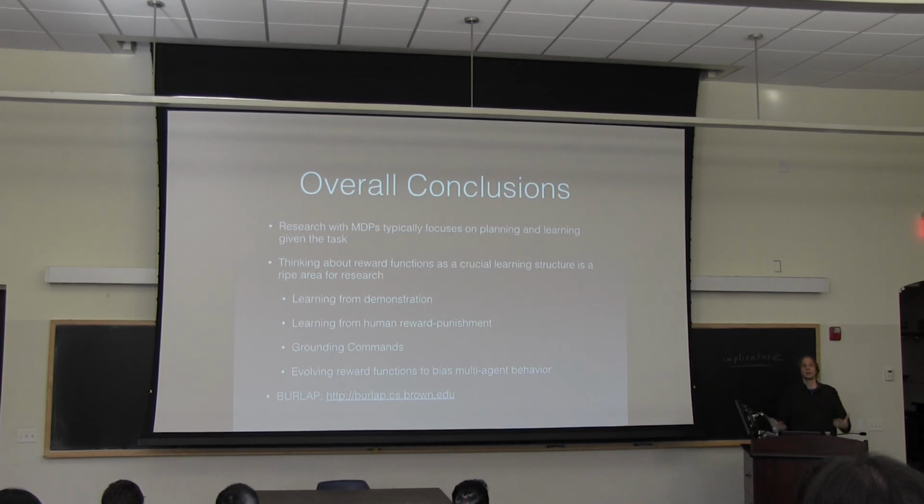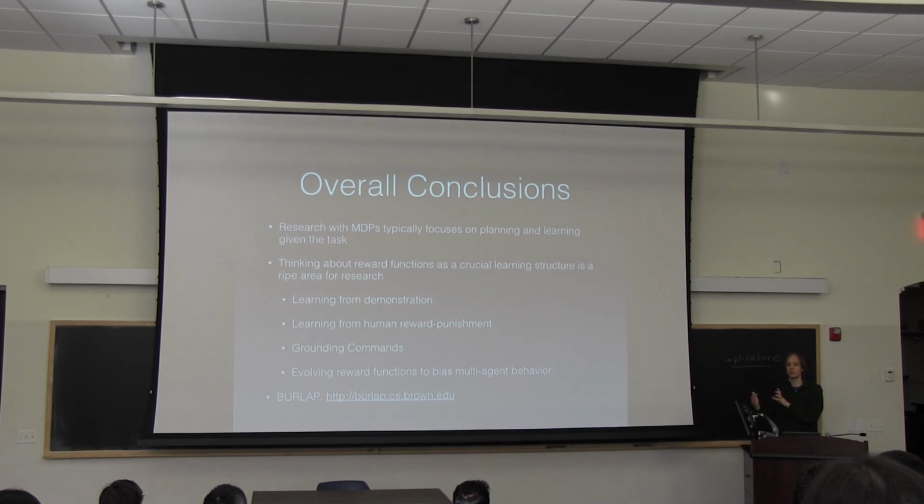Or you have to train the agent to ground commands so you can just speak to it in the future. And also we talked about how evolution may play an important role, especially in these multi-agent situations, in pulling out these reward functions that bias the right kind of behavior and learning. We also used BURLAP in a lot of these demonstrations. So if you want to do a lot of the things we did, you can check out BURLAP and do this stuff yourself.